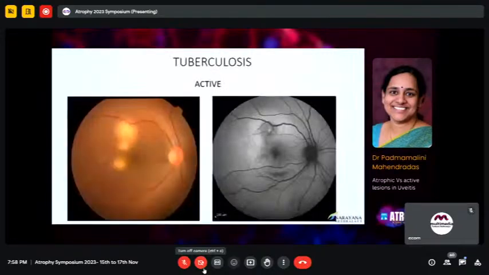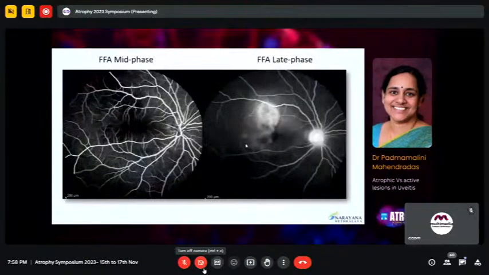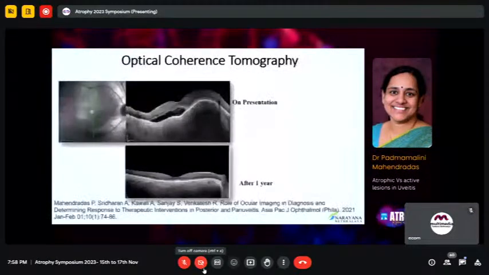Tuberculosis is the commonest cause of infectious choroiditis. Here you could see the yellowish white, indistinct margins underneath the retinal vessels. Autofluorescence shows hypo with surrounding hyperautofluorescence. FFA shows early hypo with late hyperfluorescence with disc leakage. OCT shows full thickness choroidal granuloma with subretinal fluid.